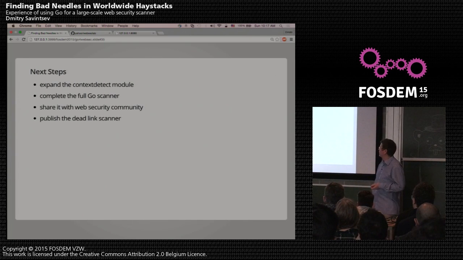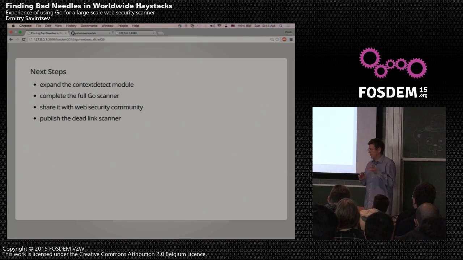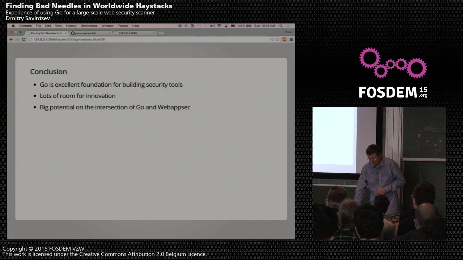So the next steps: expand the context detector and convert it also to the full Go scanner. Currently, it has some legacy pieces that interact with Go. Also share it with the web security community to promote Go among security people. And I'd also like to hope to publish the Deadlink scanner.